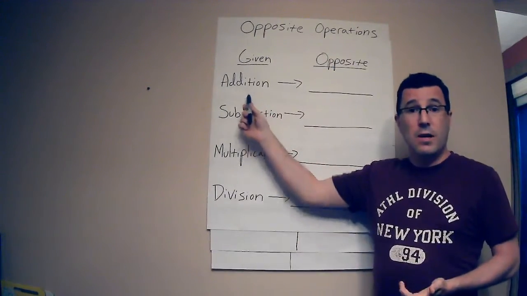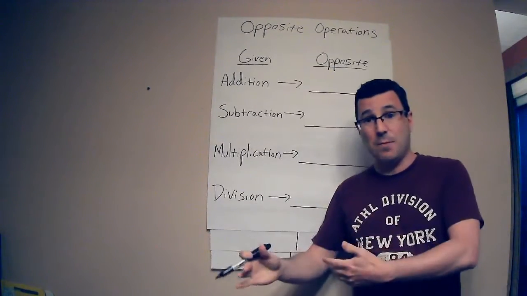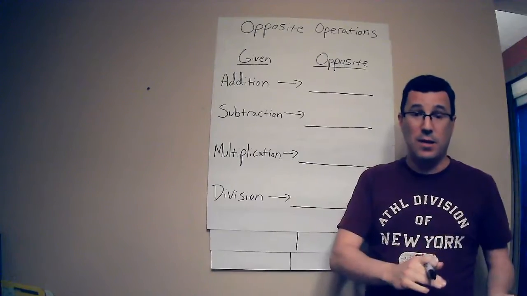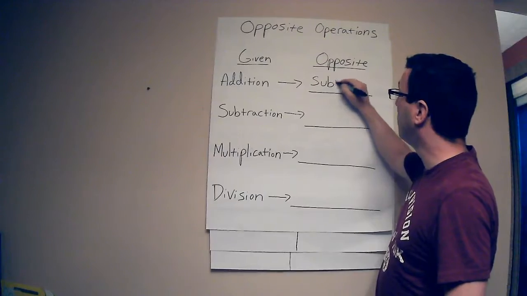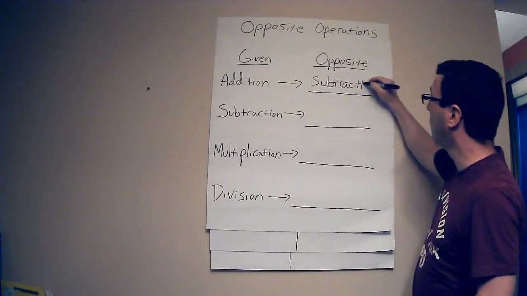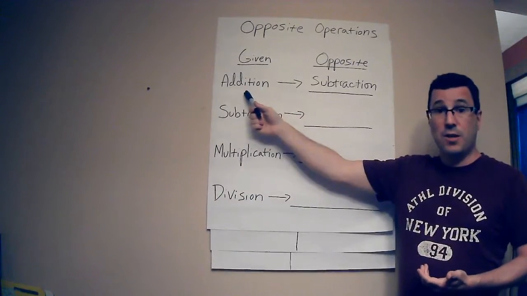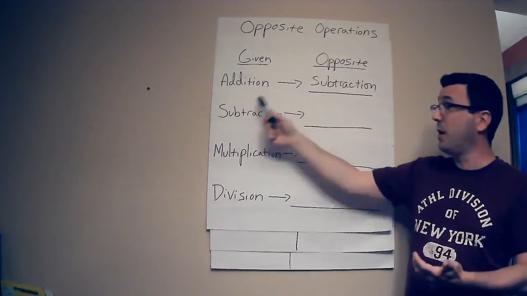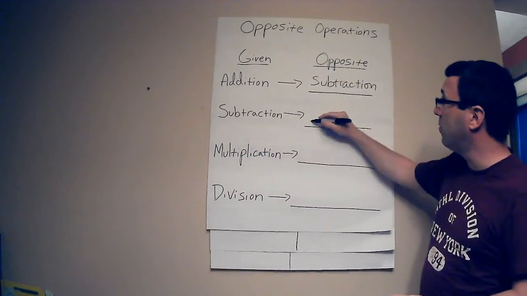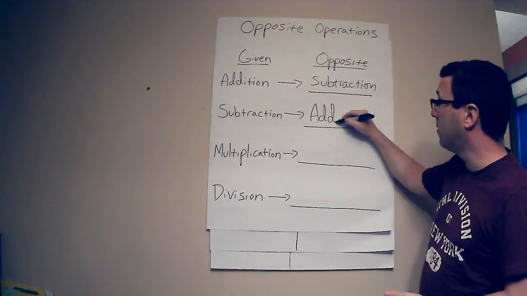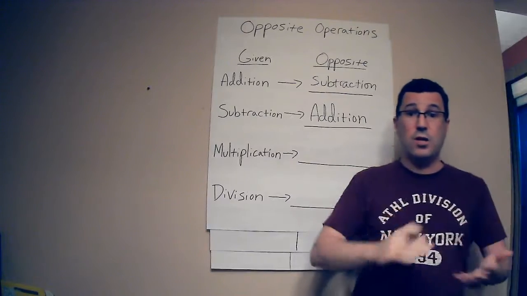So, when we are given addition, well, the opposite of addition, if I'm adding something, the opposite is to take away something, which is subtraction. Now obviously, if I'm given addition, the opposite is subtraction. Well, if I'm given subtraction, then the opposite must be addition. These two are related. Addition and subtraction are used to undo each other.